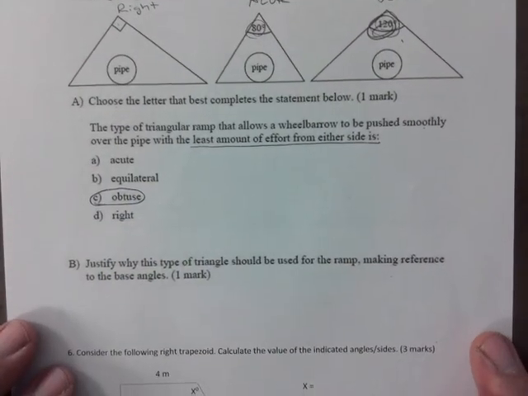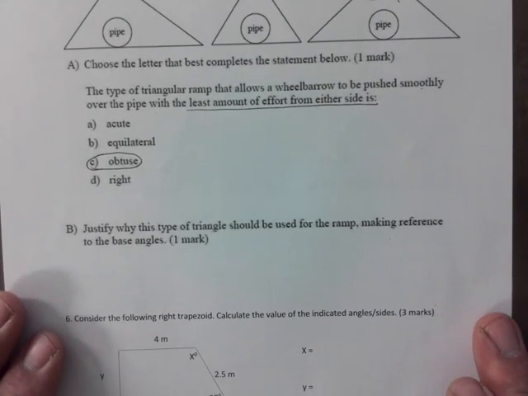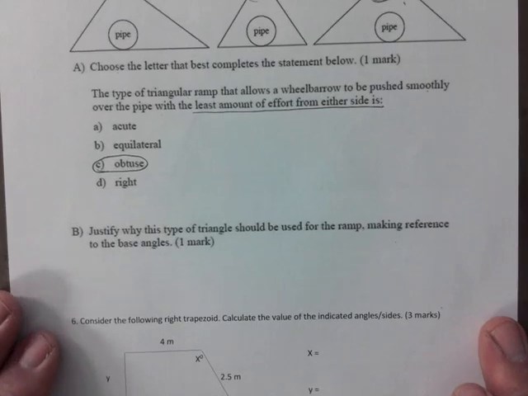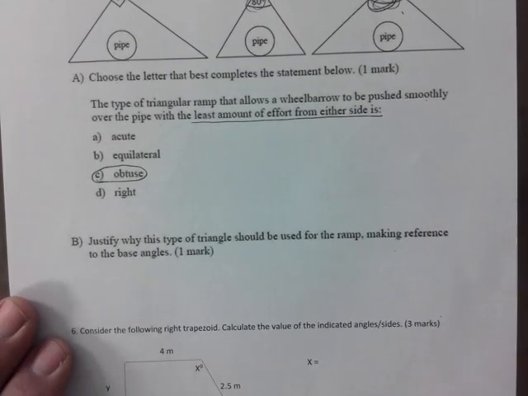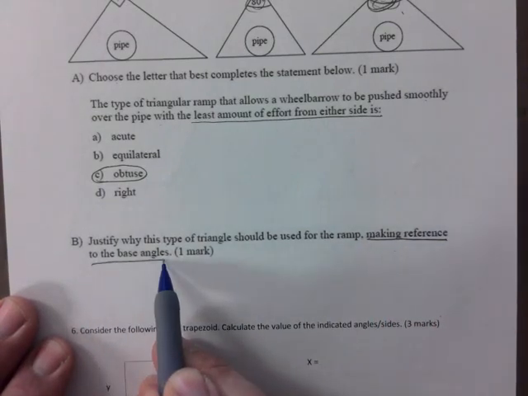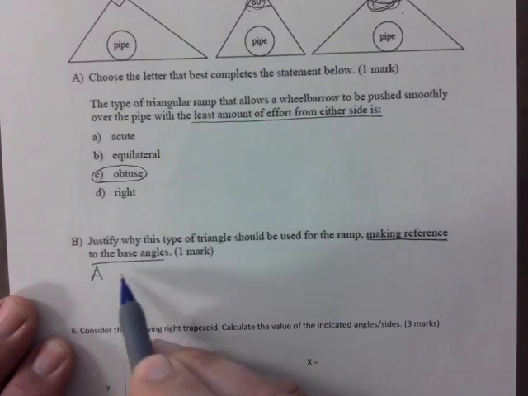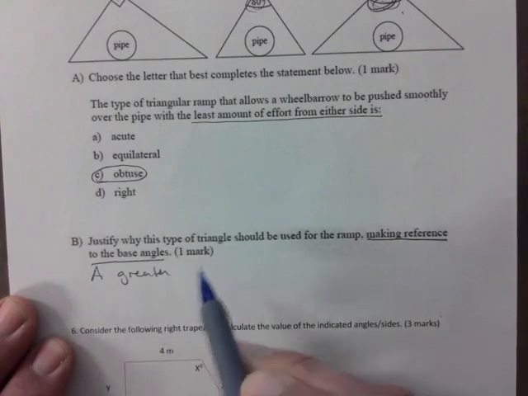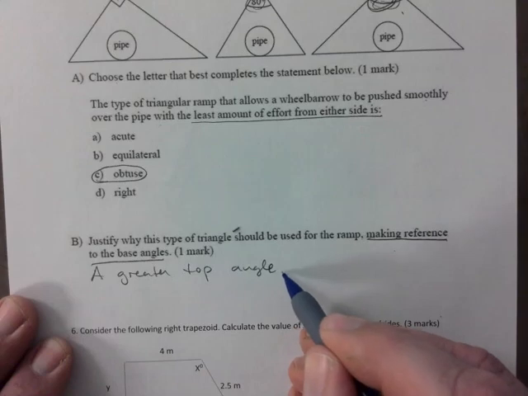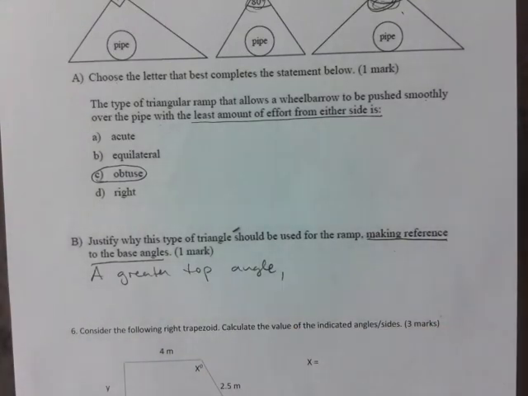C. Justify why this type of triangle should be used for the ramp, making reference to the base angles. This is what they wanted to get the full marks. I will just say this: a greater top angle. What happens to the base angles if the top one gets bigger?